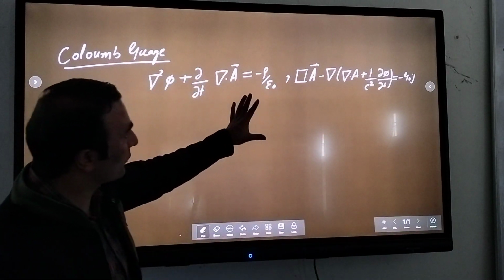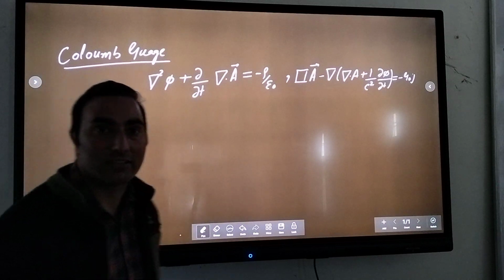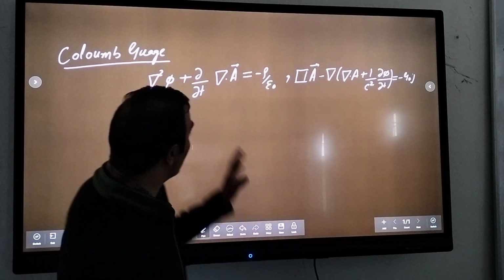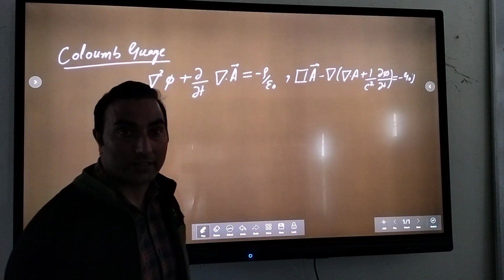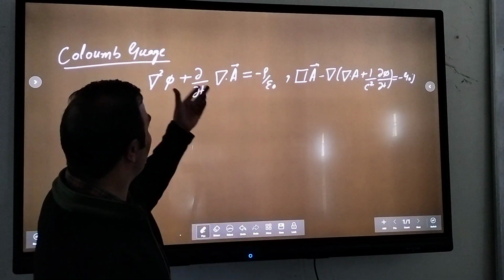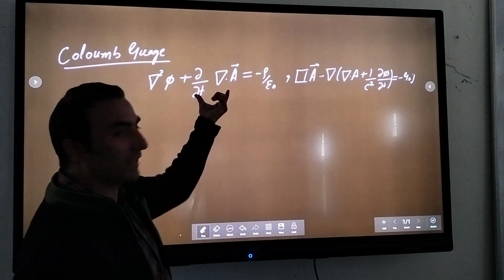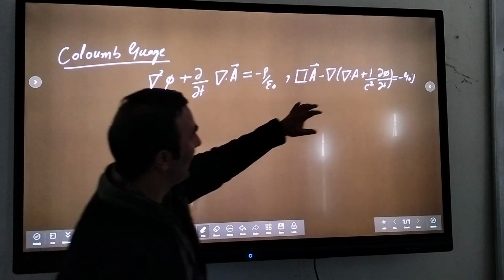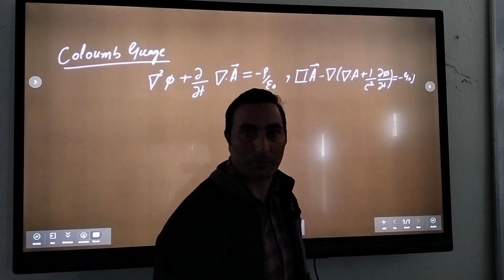So that means what can we do with these, because these equations are coupled equations. So here our scalar and vector potential are coupled, so these are related. So in one equation you have this scalar as well as vector potential, and similarly you have this phi as well as a, right?